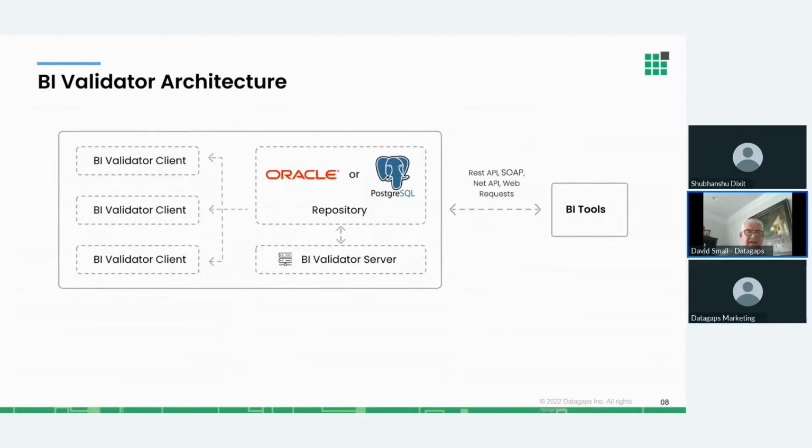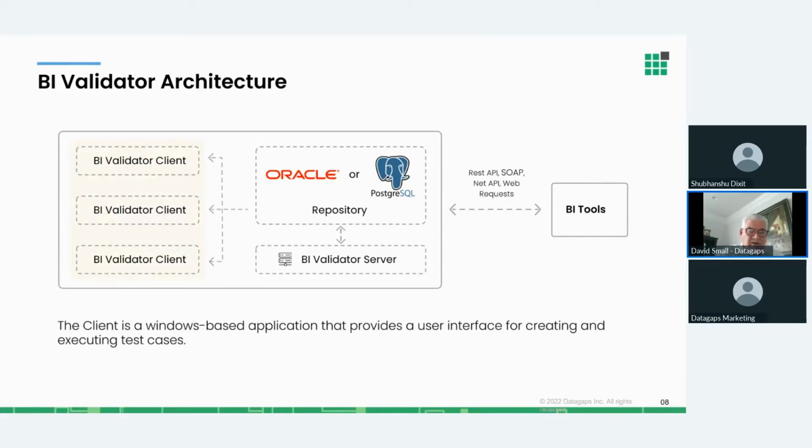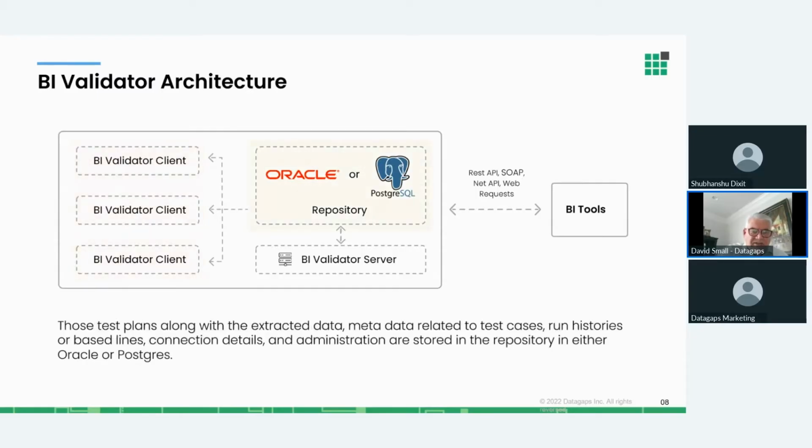Let me talk a little bit about the architecture, and then I'll turn this over to Shubhanshu for the demo. So architecture, as I mentioned, is client server running in your environment, again, behind your firewalls. It's a Windows-based application, and you interact with the BI Validator client sitting in Windows. You connect to Power BI, maybe connect to a database, a number of things along those lines. And you create your test cases within the BI Validator client. All that information gets stored in a repository.